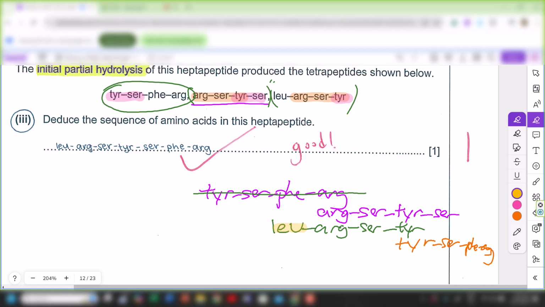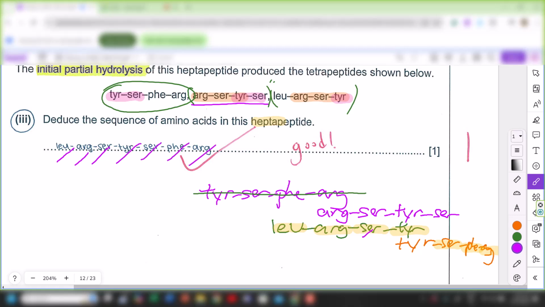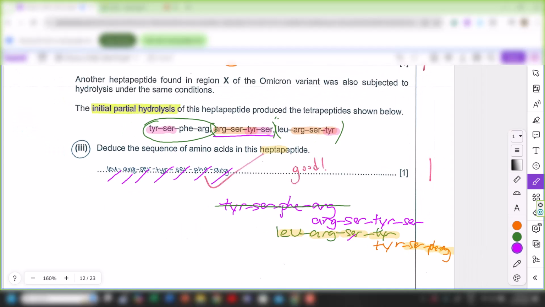Then after that, I count: 1, 2, 3, 4, 5, 6, 7, so it is a heptapeptide. My answer will be Leu, Arg, Ser, Tyr, Ser, Phe, Arg. So it's a bit of trial and error. The key idea of this question is to find overlaps. Again, it's not about the answer, but about how you come up with the answer. Okay?